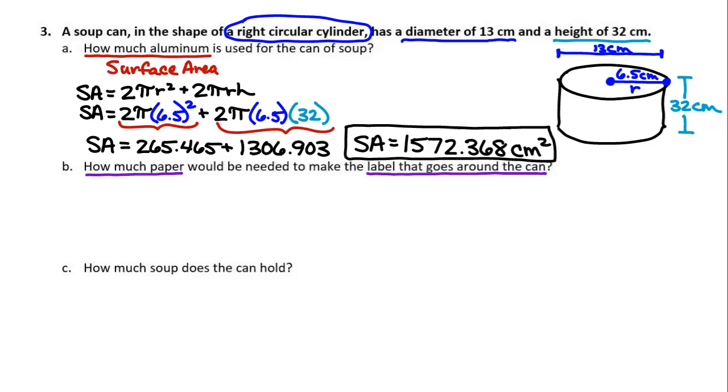It's on those sides, right? We don't have paper on the top. That's where we want to open it from. And we don't put paper on the bottom. So I'm still looking for surface area because this is the outside piece. This is around the outside. But what do I want to leave out? Because I don't want the top and I don't want the bottom.